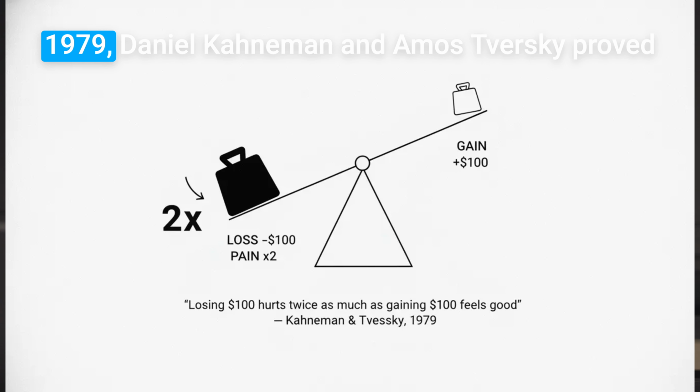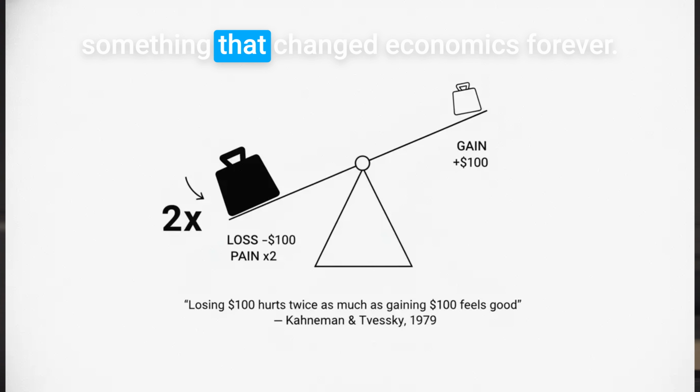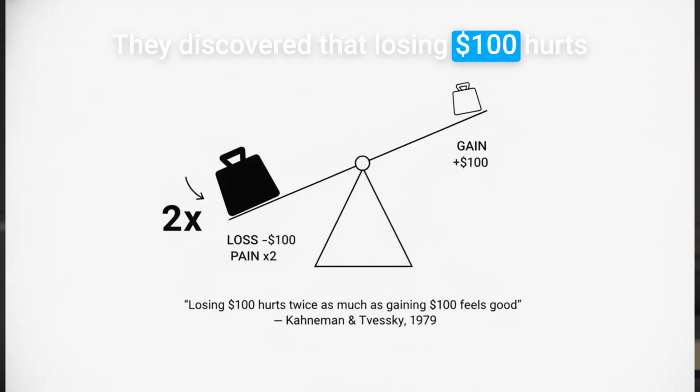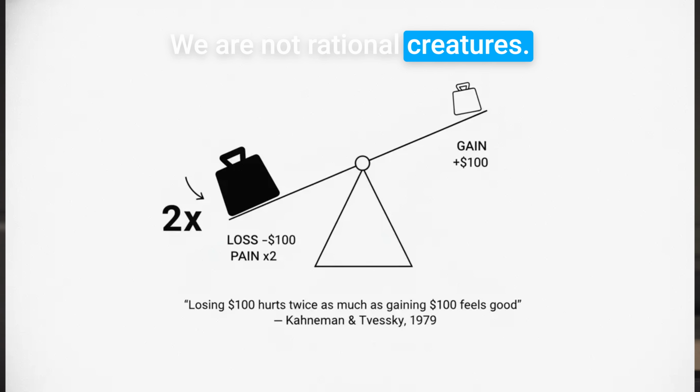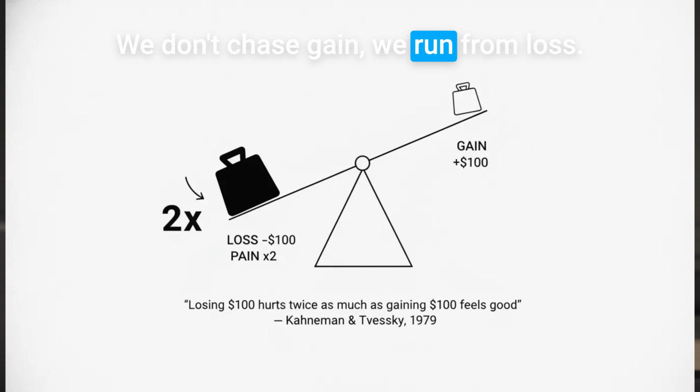In 1979, Daniel Kahneman and Amos Tversky proved something that changed economics forever. They discovered that losing $100 hurts psychologically twice as much as gaining $100 feels good. We are not rational creatures. We are loss-averse creatures. We don't chase gain, we run from loss.